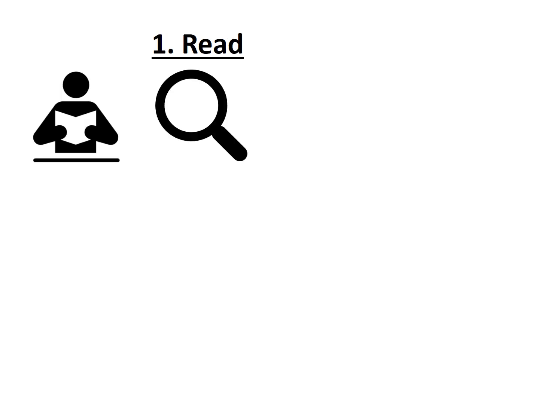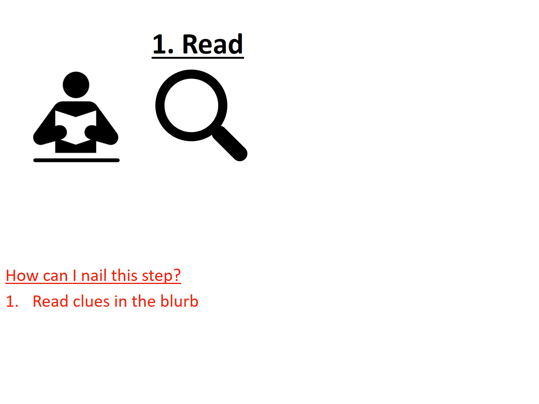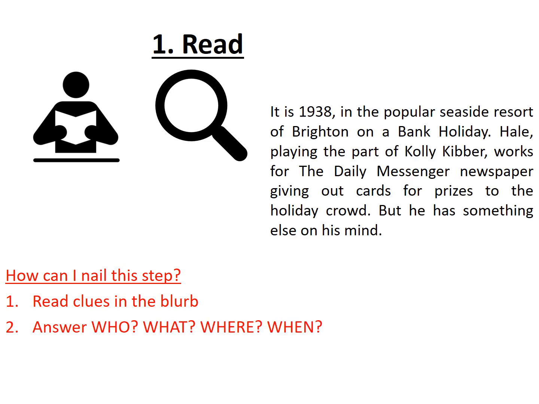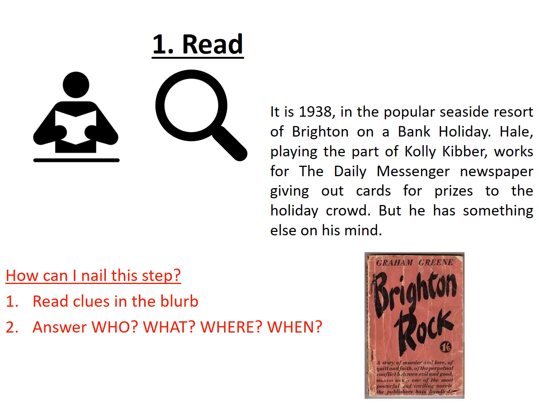Step one is that you actually read, not just the question, not just the extract, but first and foremost, the blurb. It gives you clues. The blurb is really the summary above the extract that gives you a way in to key questions like what, who, where, and when. Here is the blurb for the extract we're concentrating on. It comes from Brighton Rock by Graham Greene.